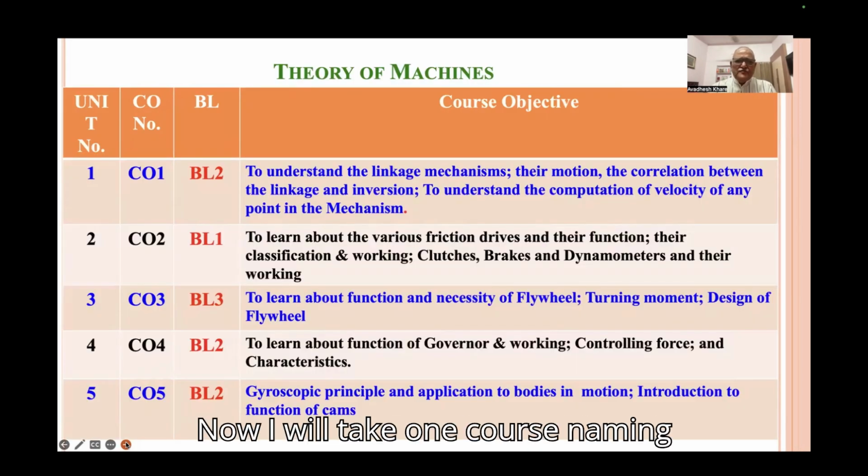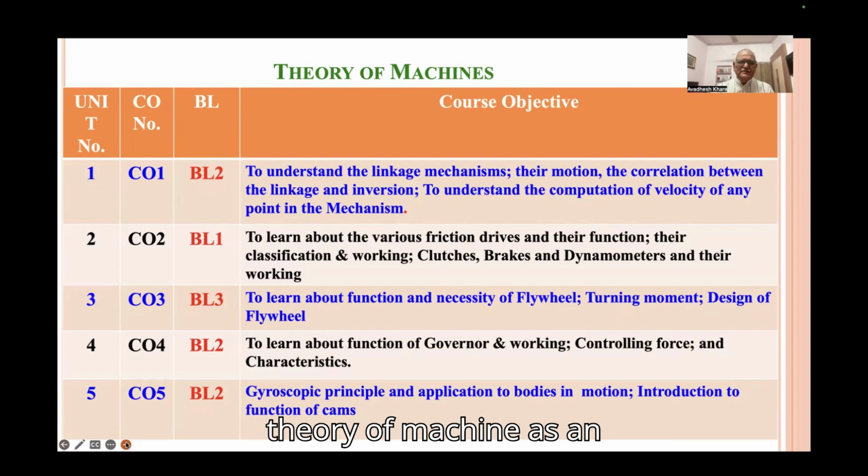Now I'll take one course, Theory of Machines, as an example to explain further the CO-PO attainment. The slide shows a table in which the first column is the unit number: unit 1, 2, 3, 4, and 5. The second column is the CO number: CO1, CO2, CO3, CO4, and CO5. I have selected one course objective for each unit.